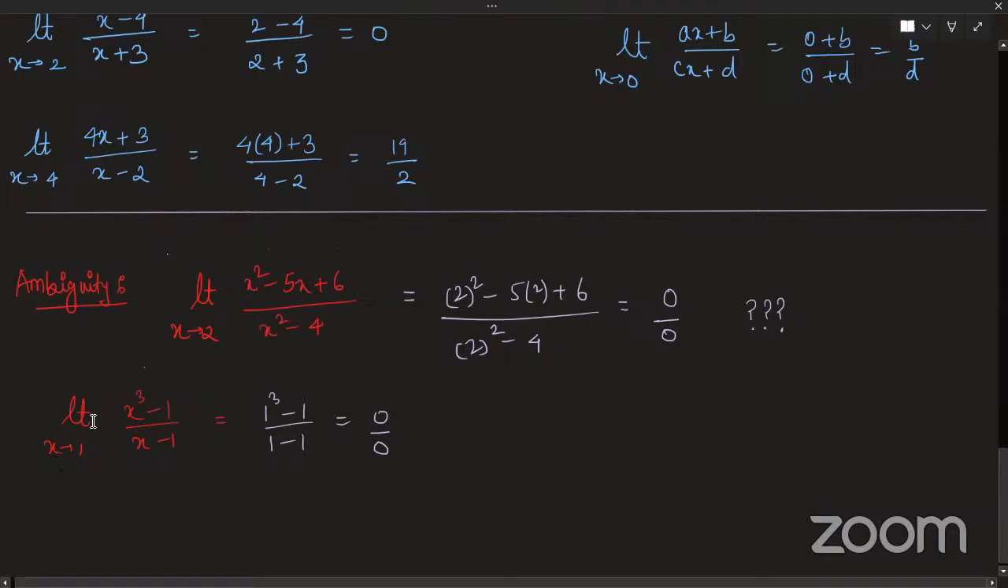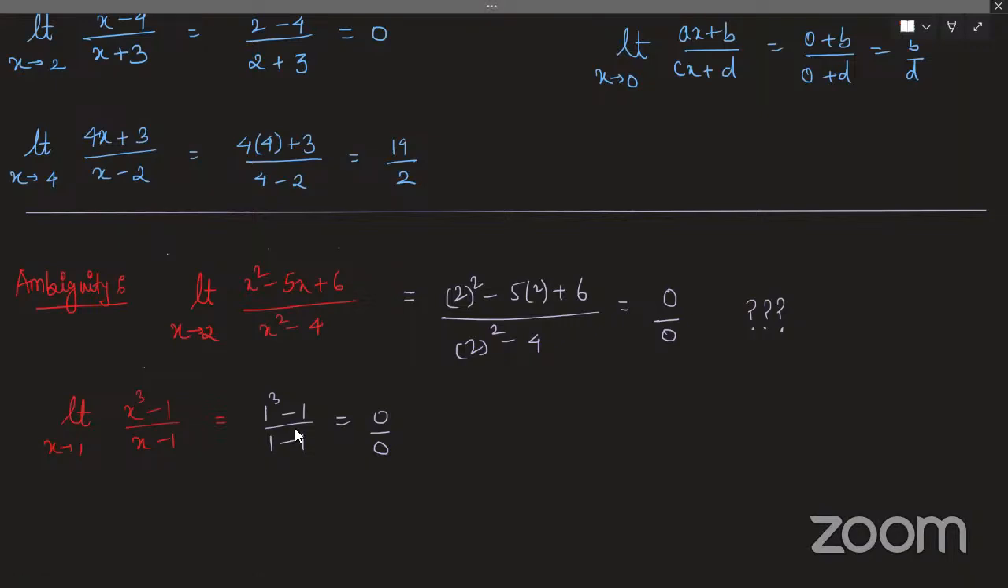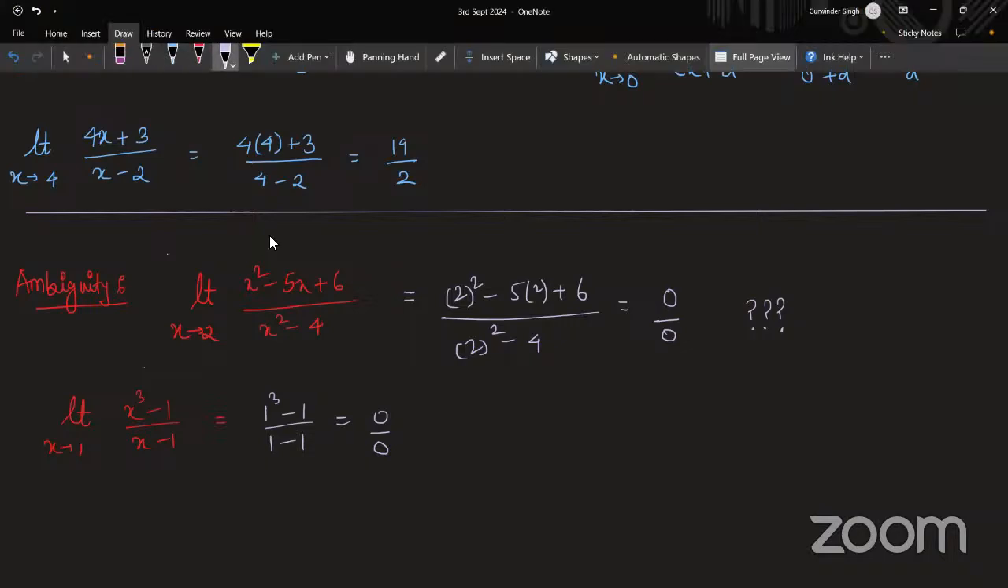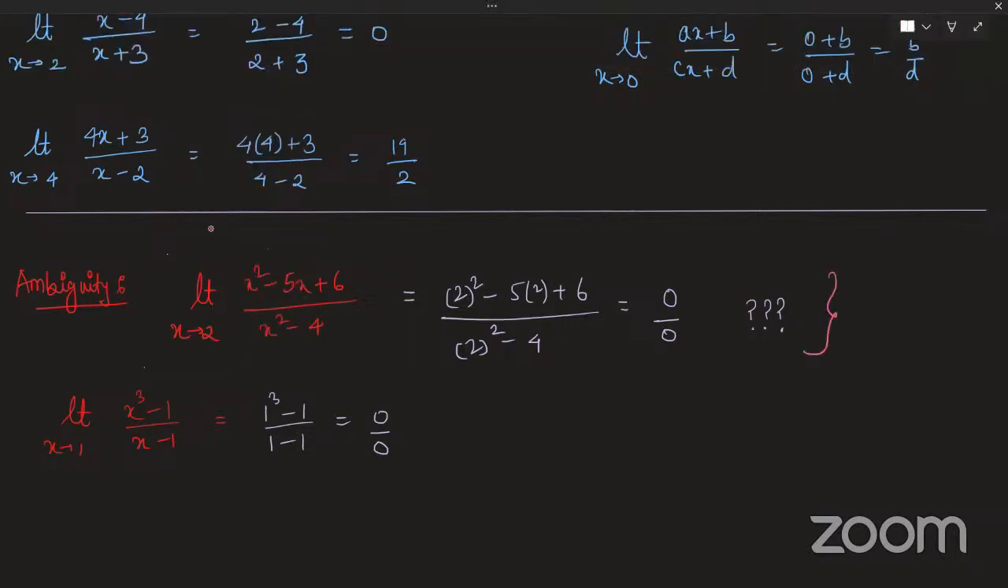Same thing, you do it over here. Limit x tends to 1, (x cube minus 1) by (x minus 1). What is this thing equal to? 0 by 0. What is 0 by 0 actually? It is not defined, right? Yes, sir. 0 by 0 is not defined. Same thing, not defined.